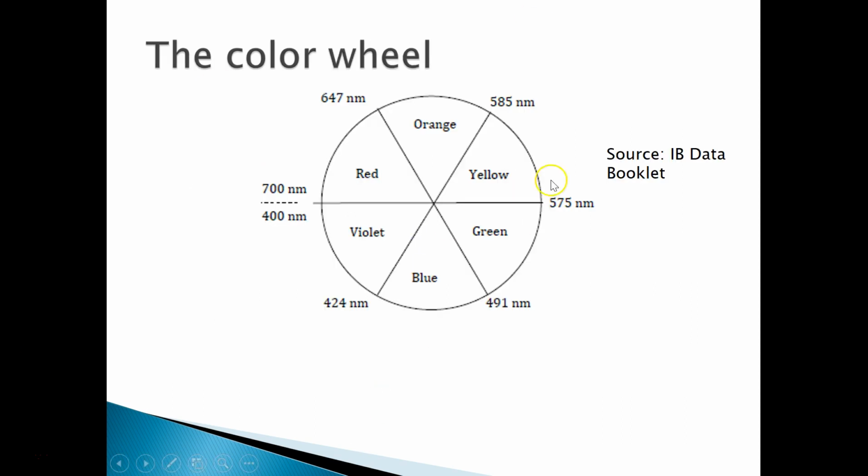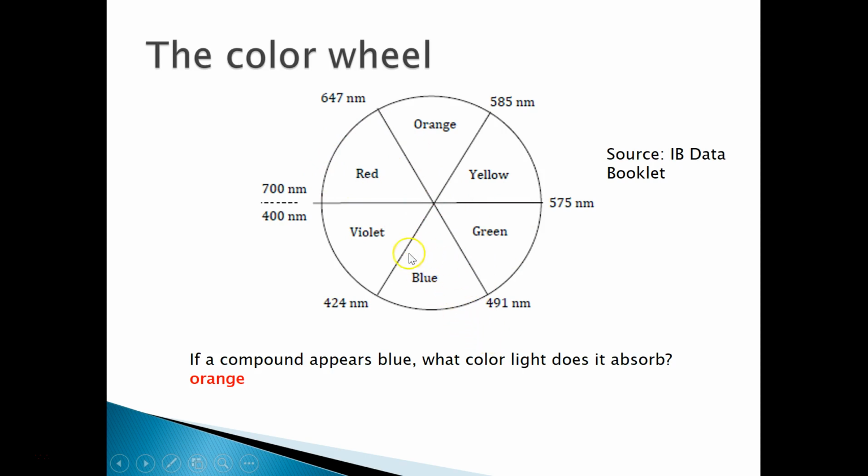So here is our color wheel, and if we look at any one color on the color wheel, we see that the complementary color to the color we're looking at is the color exactly on the opposite side of the color wheel. So for blue, the complementary color is orange. For green, the complementary color is red. So if a coordination complex absorbs green light, then it will appear to us as red. So if a compound appears blue, what color light will it absorb? Well, that would be orange light, between 647 and 585 nanometers.